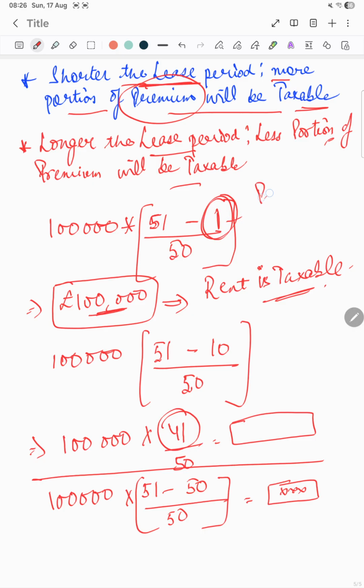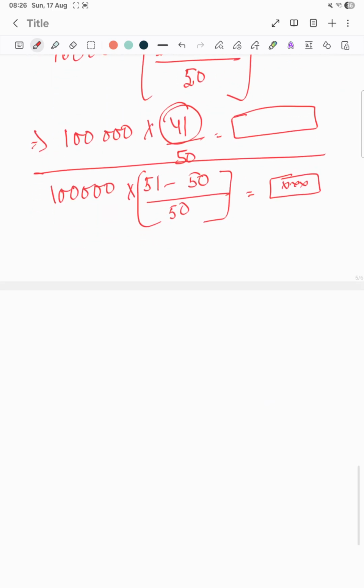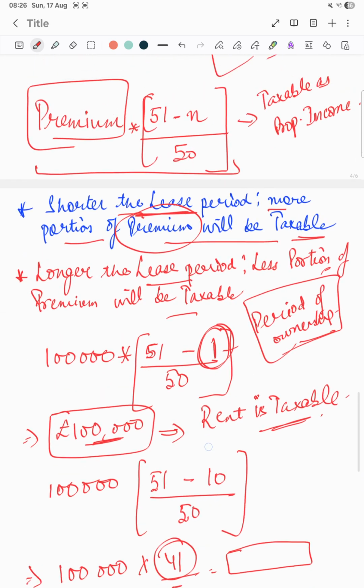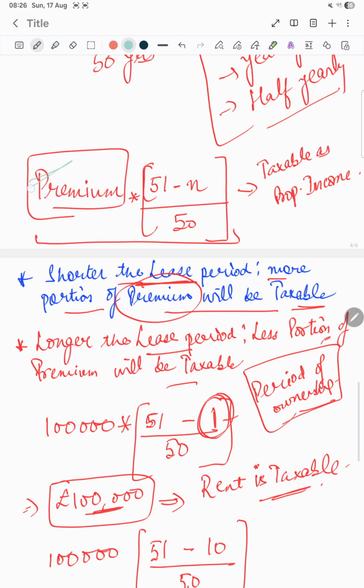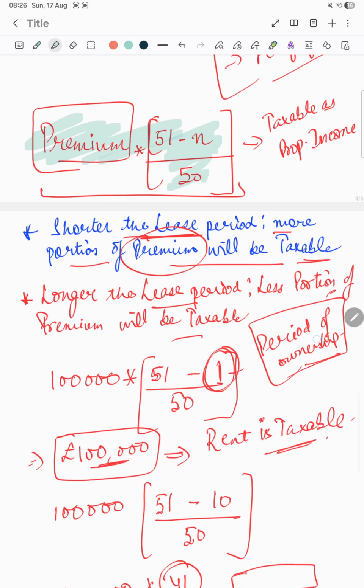So the period of ownership in the lease, first of all, will decide whether it is a short term lease or a long term lease. And once this period of ownership is decided, it will be easy to calculate how much portion of this premium is actually taxed as rent and how much of this is taxed as the capital receipt. So is this clear? I hope there is no need to cram the formula now. It's premium into 51 minus 50 over 51.